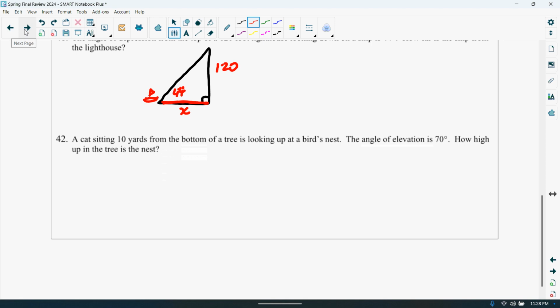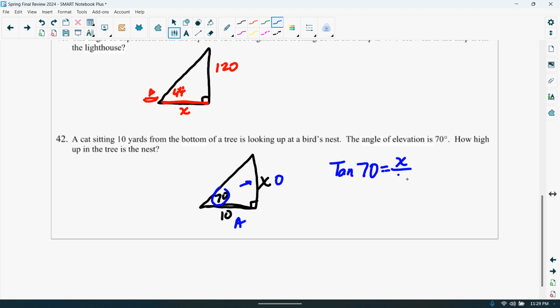You got some more word problems here. Once you draw it, you want to be able to come up with the trig ratio, the trig equation. Sorry, this is going to be 70. How high? Okay, so opposite, adjacent, the tangent of 70 equals x over 10.